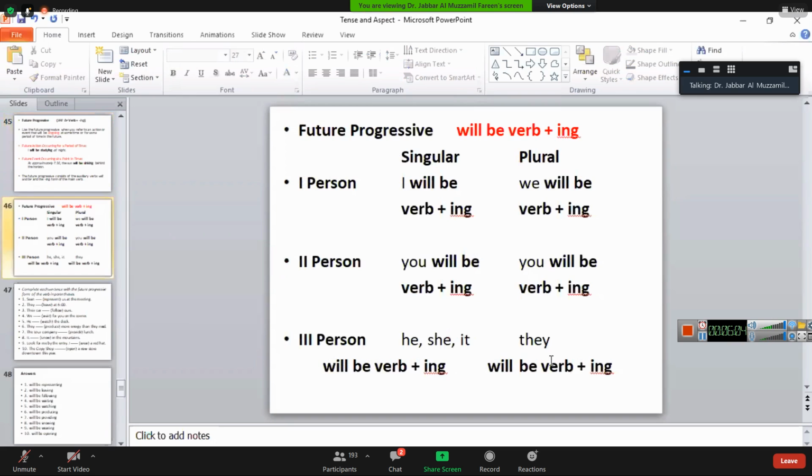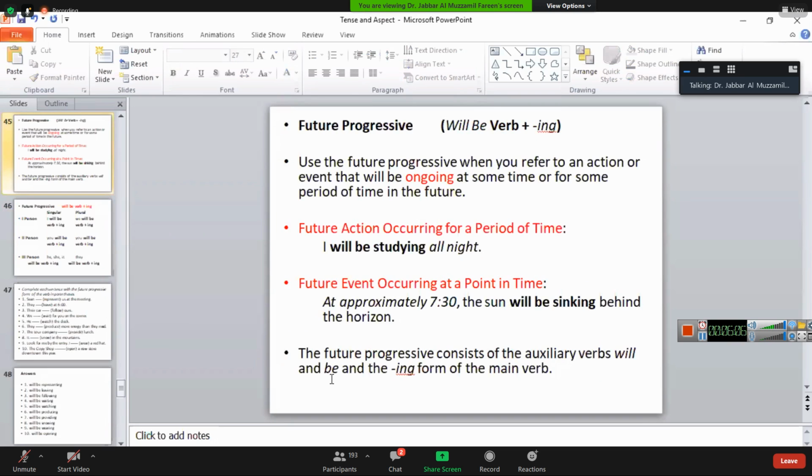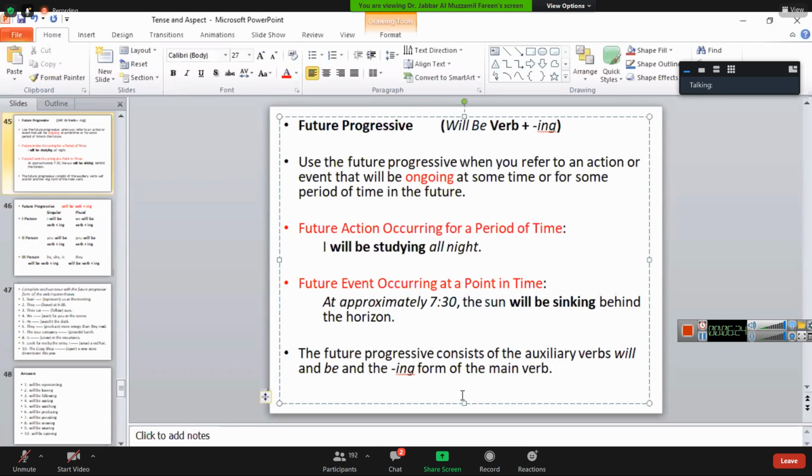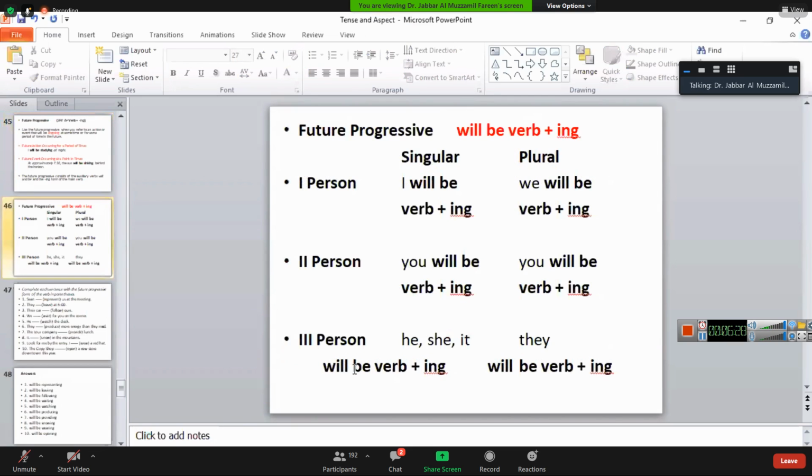The future progressive consists of the auxiliary verbs will and be. There are two auxiliary verbs. One is will, the other one is be, and then you have to take the verb plus ing form. So here: will be plus verb plus ing. You can see in this tabular form, singular and plural, irrespective of first person, second and third person, singular and plural, you can see will be plus verb plus ing.